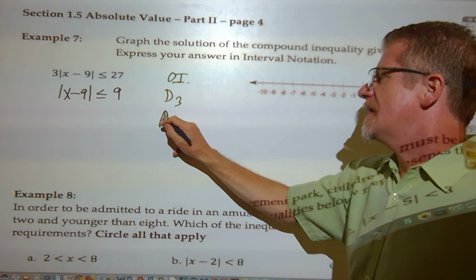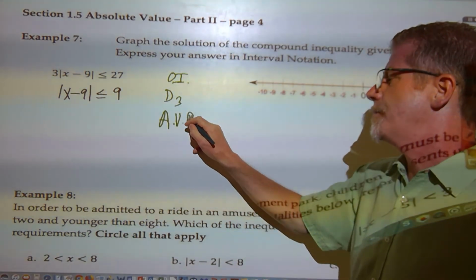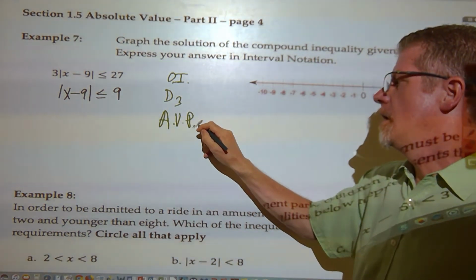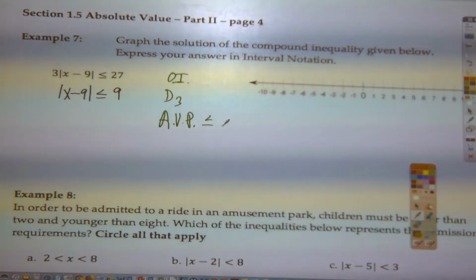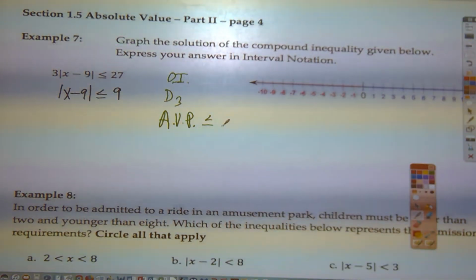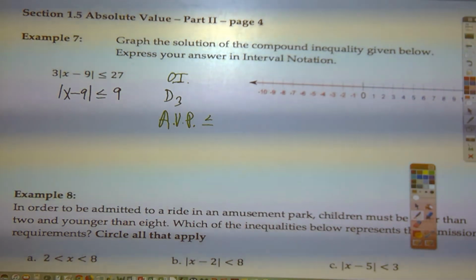The abbreviation is absolute value property for the less than or equal to symbol. This will be an and statement instead of an or statement.